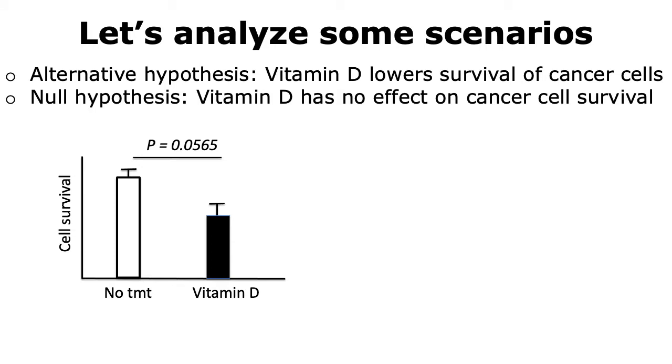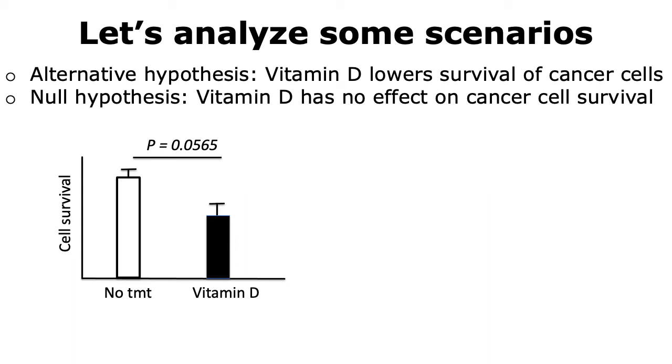Now that we have a good foundation on central tendencies, dispersion, and p-values, let us analyze certain scenarios. We're looking at the experiment where the alternative hypothesis stated that vitamin D lowers the survival of cancer cells, and the experiment was performed to test this alternative hypothesis. Once the data was obtained, statistical analyses were done, and these statistical analyses are going to be testing the null hypothesis, which states that vitamin D has no effect on the cancer cell survival.